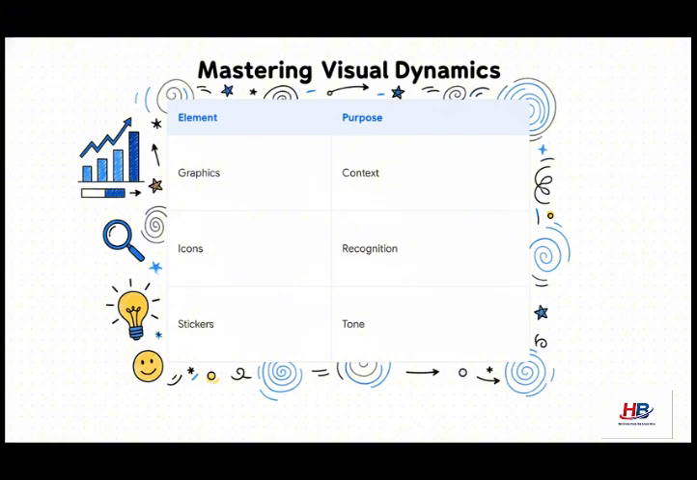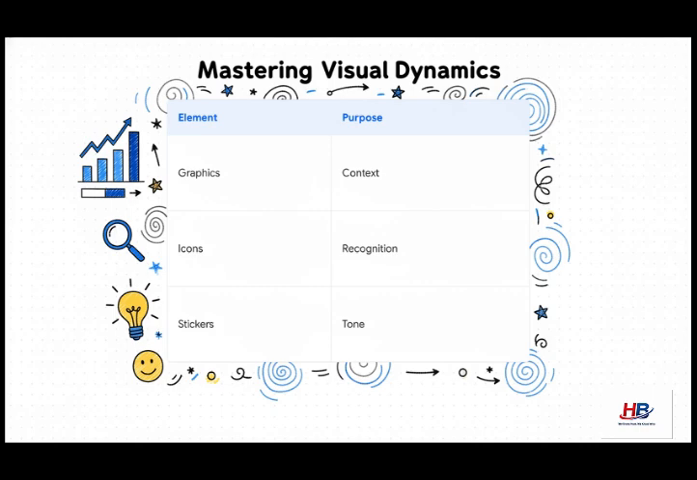Let's break down exactly how these work. Graphics provide essential context, like dropping a rising line chart to back up a point about quarterly growth. It instantly validates what you're saying. Icons give you that quick, universal recognition. They cue the brain with symbols we already know, completely bypassing the need to read.